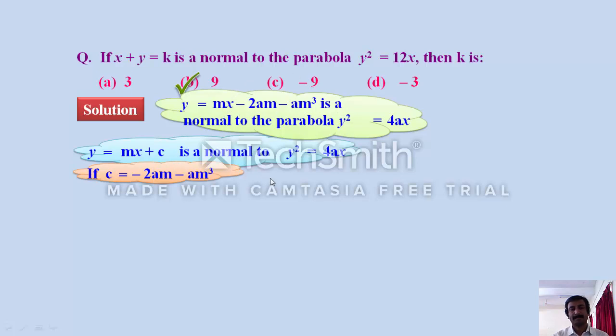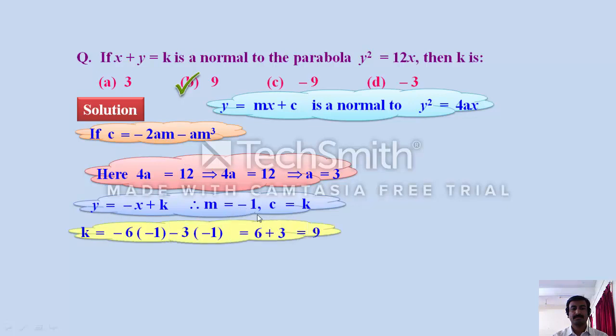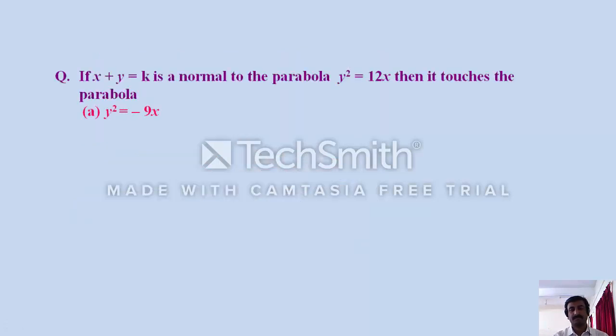Here c equal to minus 2am minus am cube. Substitute the values of a and m, which we can easily write here. Comparing with 4a equal to 12, you get a equal to 3, and the slope for this line is minus 1. So you can get the value of c here, c equal to k as given. Substitute all the values and you get k equal to 9. So it is a very simple problem if you remember this condition, c equal to minus 2am minus am cube. Now we go for the next problem.